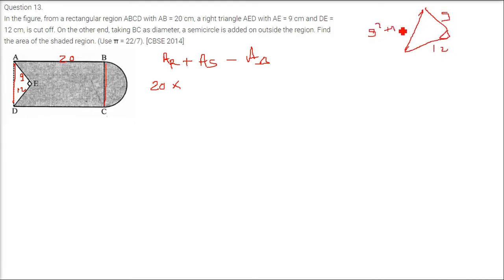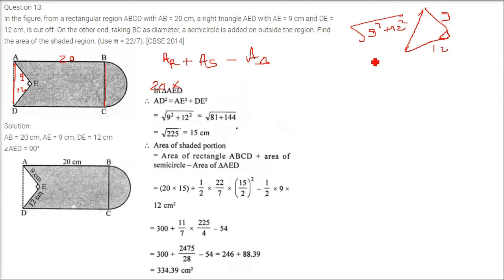Under root 9 square plus 12 square, right? So this will be 81, this will be 144. You add them, it will be under root 225, and this is going to come as 15 centimeters. So this side is 15 now. So we are now knowing this side.